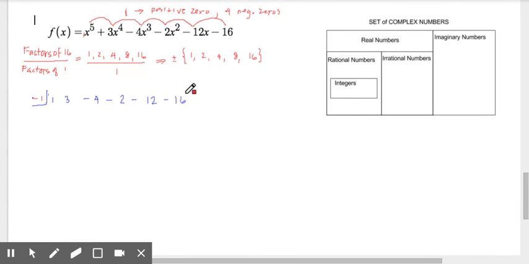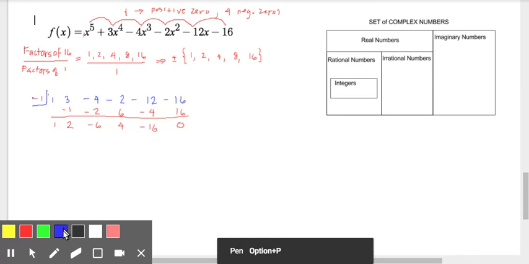All right, so we start looking for the zeros. We usually start with 1, but we will find out that 1 is not a zero. Now we're going to try negative 1 after that. So let's try negative 1. So we bring down 1. 1 times negative 1 is negative 1. 3 minus 1 is 2. 2 times negative 1 is negative 2. Negative 4 minus 2 is negative 6. Negative 6 times negative 1 is positive 6. Negative 2 plus 6 is 4. 4 times negative 1 is negative 4. Negative 12 minus 4 is negative 16. Negative 16 times negative 1 is positive 16. And we'll have here 0.